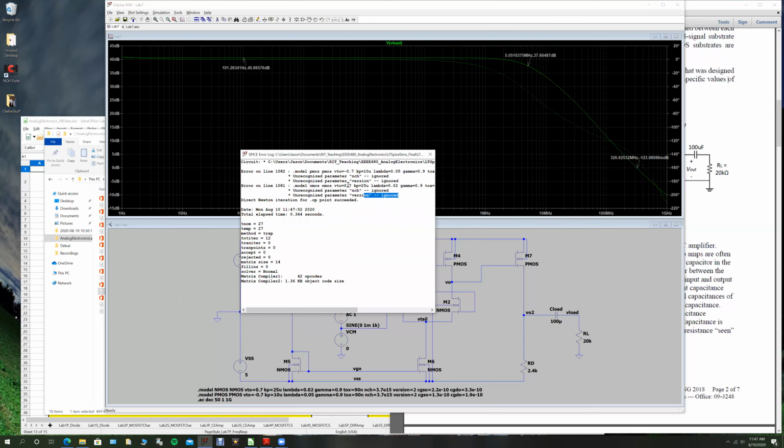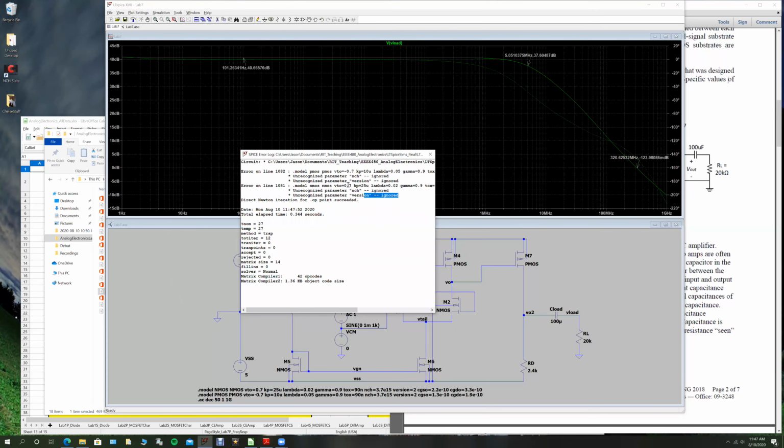So from this, for sign off, we want to get a couple pictures. You want to get a schematic picture, so just use snipping tool to get a picture of that, and you want a picture of the Bode plots. So again, snipping tool to get a picture of that. That corresponds to these 2 things. And then we just need to make some measurements based on this plot.